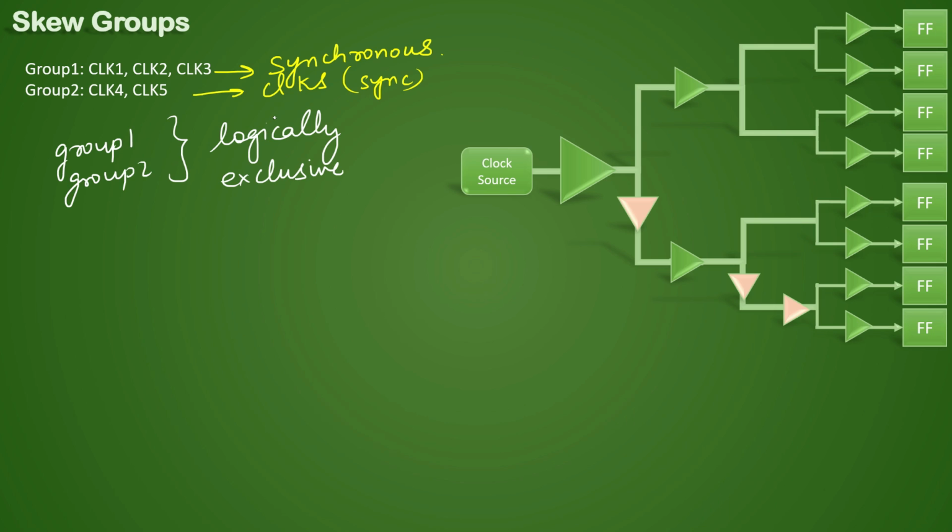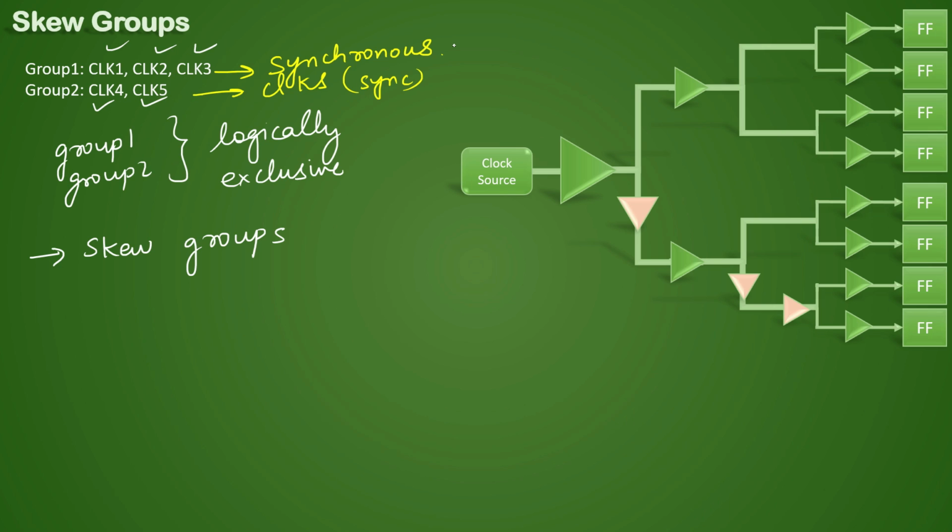Now by defining the clock groups, we have implicitly defined the skew groups. When we define the clock group, we are actually by default defining the skew groups, which means that the CTS engine will try to balance the latency of 1, 2 and 3 together, and also independently try to balance the latency for 4 and 5, but not between these two.